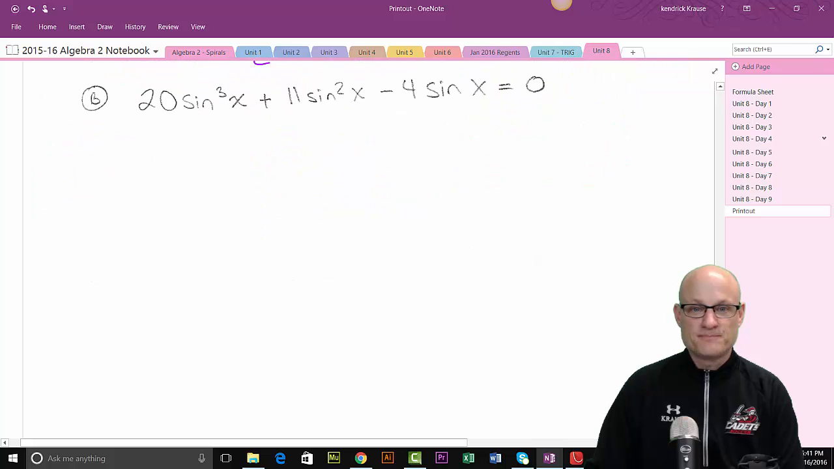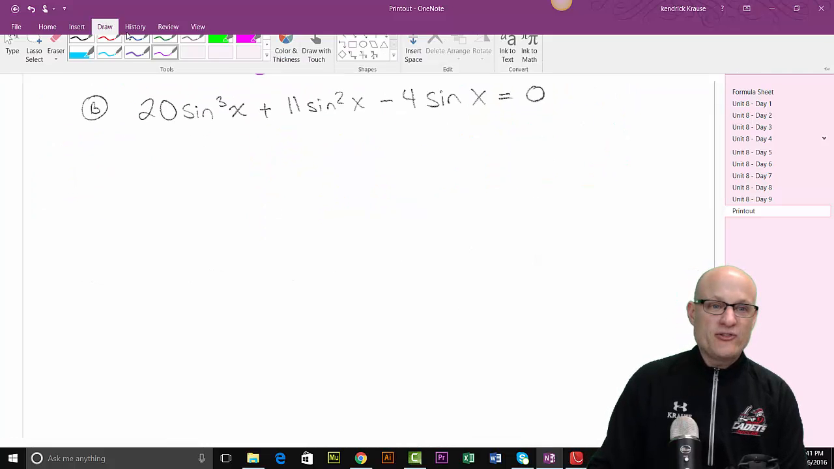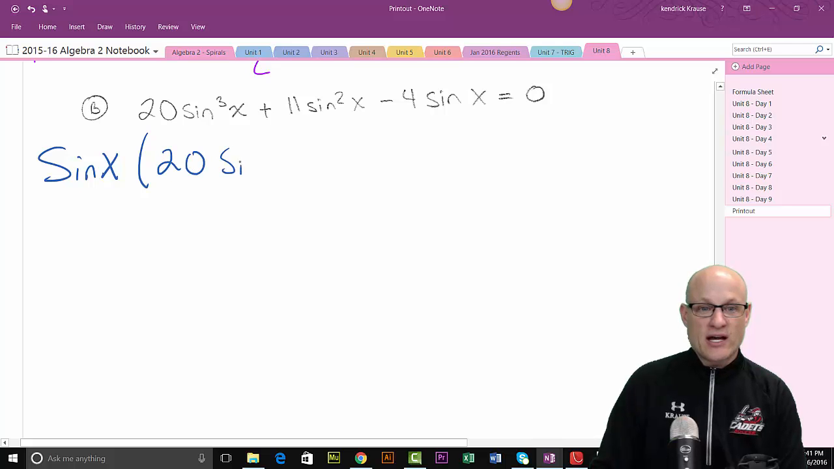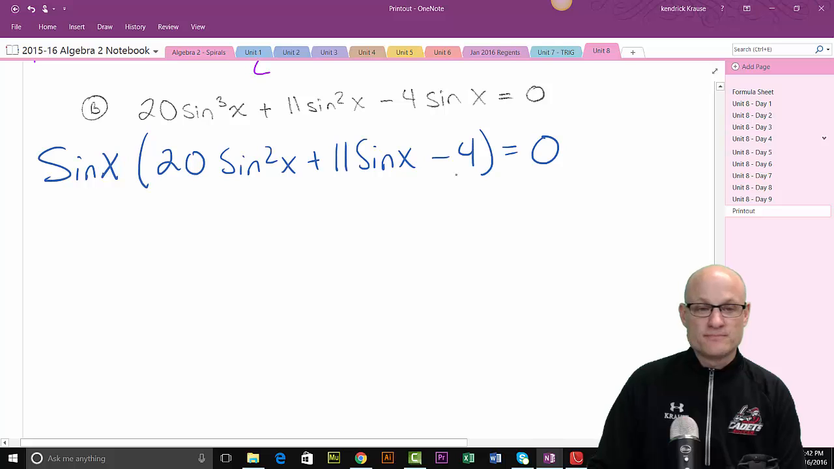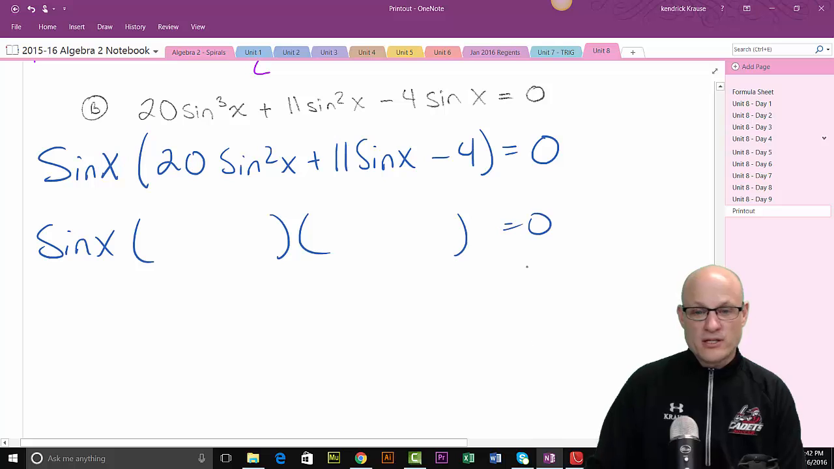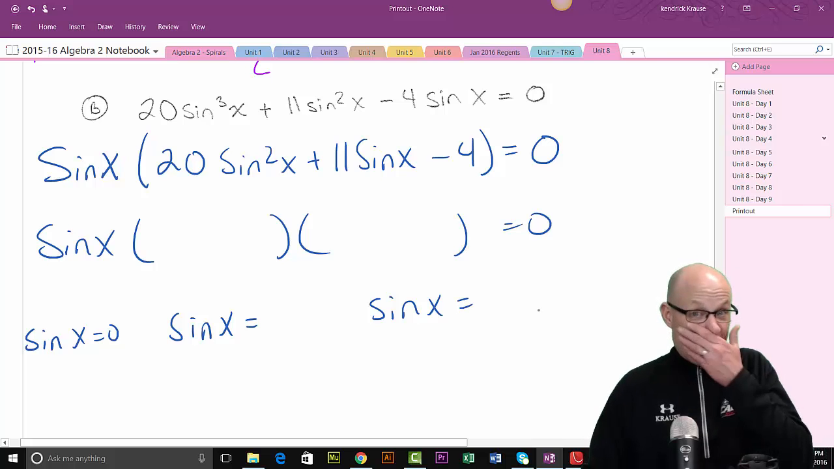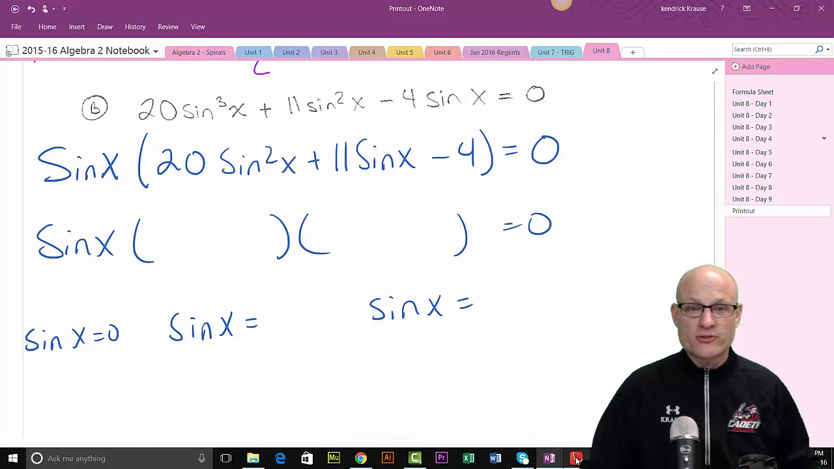All right, kids, last problem. Once again, I got a GCF, so let me take that out. That's the sine of x. So I get 20 sine squared x plus 11 sine x minus 4 equals 0. Now, I could say, okay, now I know I'm going to have sine of x equals 0, sine of x equals something, and sine of x equals something. So I can factor this, can man up and just factor it, or I can cheat.